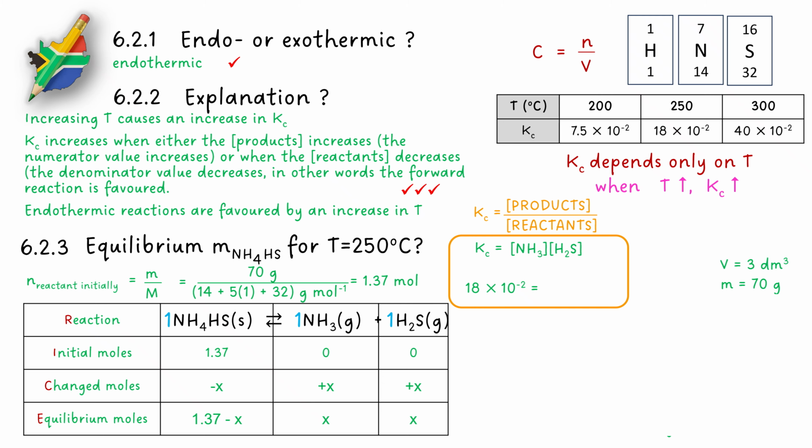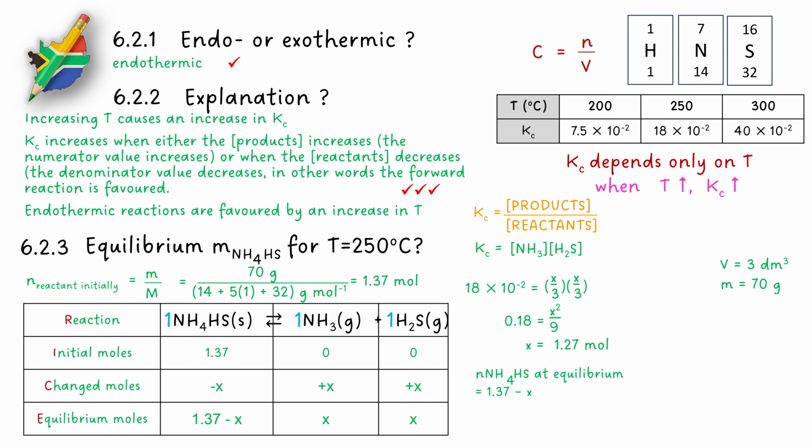And then, using the formula concentration as moles divided by volume, we can put in the concentration of each product. And how we do this is we take its moles, which is X, divided by the volume of the vessel, which is 3 decimeters cubed, for each product. Simplifying and solving for X, we get 1.27 moles of each product present at equilibrium.